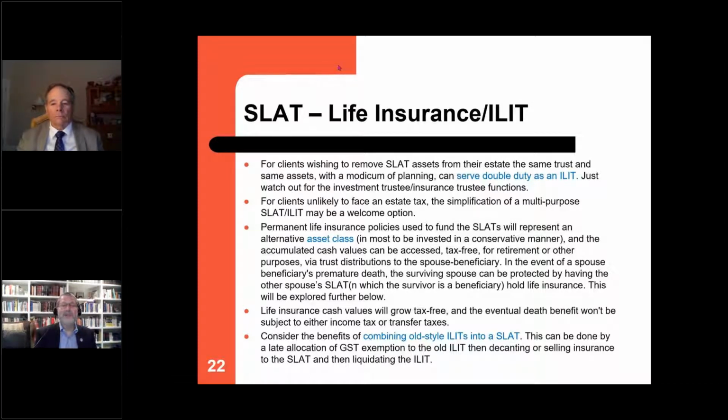Why? Because it's already GST exempt, it's long-term, it's probably better drafted than the old style ILITs we have. And the clients, if they're trying to safeguard exemption, put many, many millions of dollars into the trust. So you've got a trust that mimics the ILIT, probably more modern, with better, longer term provisions. And there's plenty of money in it. So there's no need to make annual gifts. There's no need for Crummey powers. There's no need for another trust to hold insurance. It can all be done in the SLAT. Clients love it. Insurance agents love it.